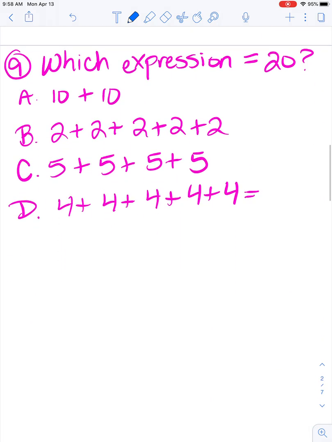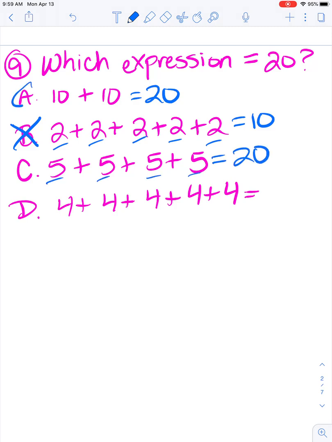This says which expression equals 20. Okay, well 10 plus 10, that's 20. Should I stop? Absolutely not. Let's count by 2s. 2, 4, 6, 8, 10. Let's count by 5s. 5, 10, 15, 20. Oh, that's why I don't stop. We have more than one answer.